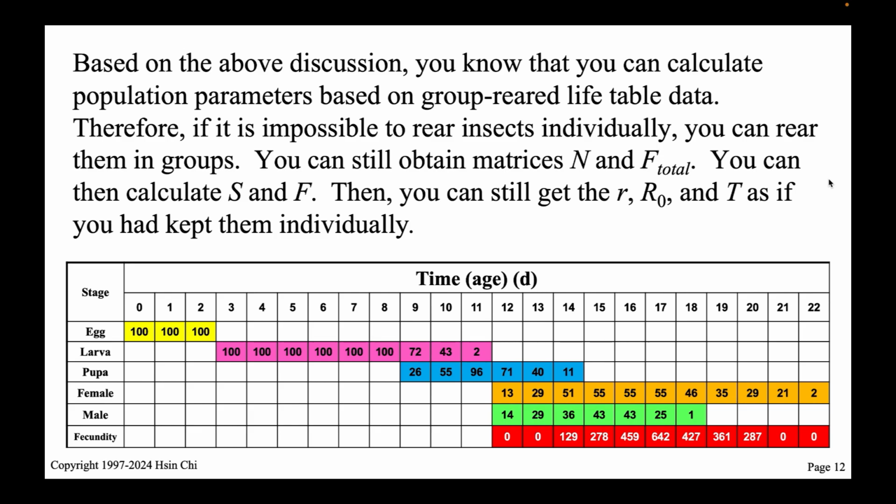Based on the above discussion, you know that you can calculate population parameters based on group read live table data. Therefore, if it is impossible to rear insects individually, you can rear them in groups. You can still obtain matrices N and F total. You can then calculate S and F. Then you can still get the R, R0 and T as if you had kept them individually.